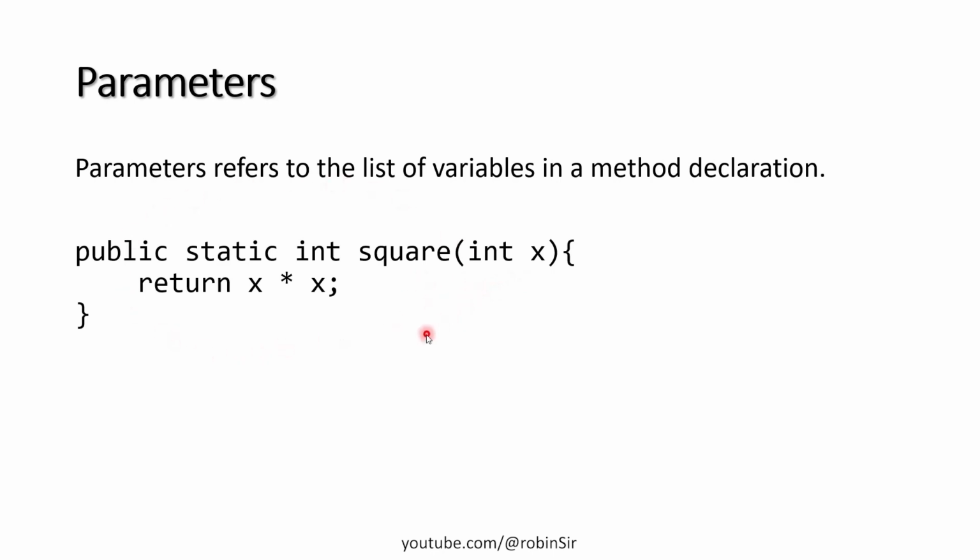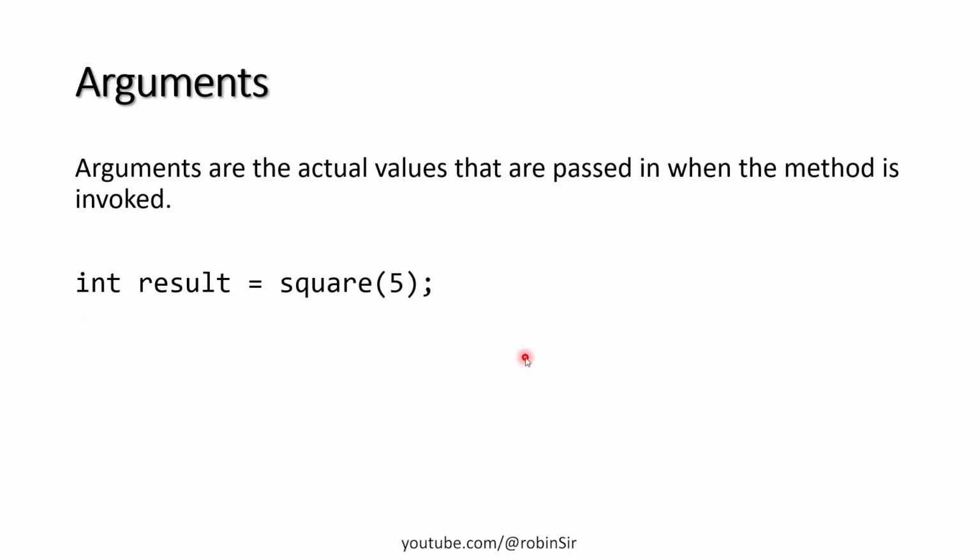Whenever you are defining the function and declaring these variables, these are known as parameters. On the other hand, arguments are the actual values that are passed when the method is invoked. For example, when we are calling the function square that we created in the previous slide, we are passing the actual value 5. So 5 is an argument here. Always remember, in a function declaration, we call those variables parameters, but when we are calling those functions, we call those variables arguments.